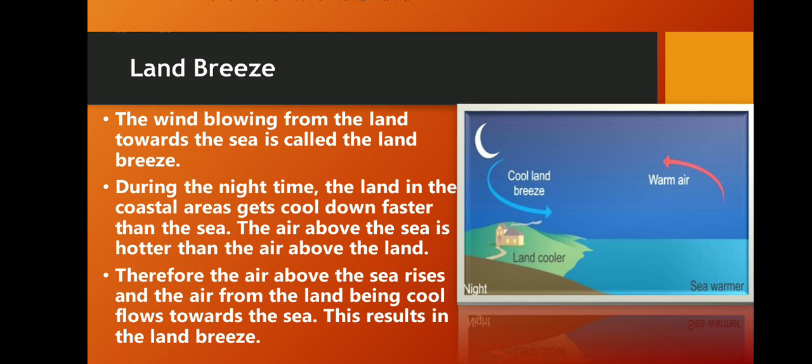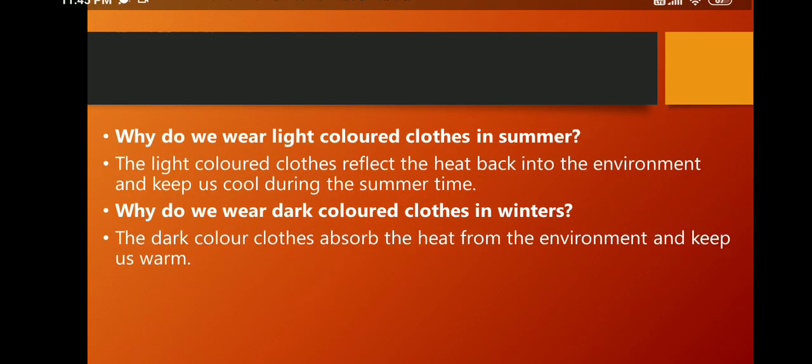Birds can rise high in the air and glide effortlessly due to the convection currents of air. That is one use of it. Why do we use light colored clothes in summer? Do you know the reason? Because light colored clothes reflect the heat back into the environment and keep us cool on hotter days. In the same way, why do we wear dark colored clothes in winter? Because dark colored clothes absorb the heat from the environment and keep us warm.